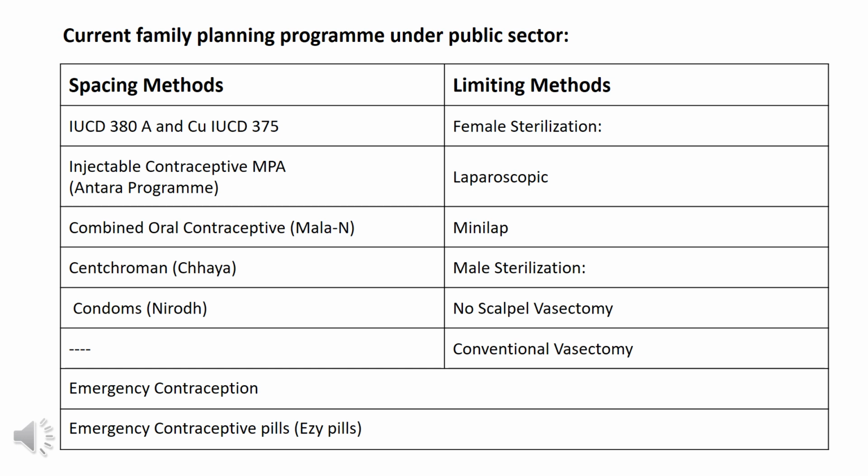First method is spacing method, which includes IUCD, that is intrauterine contraceptive device 380A, and CuIUCD, that is copper intrauterine contraceptive 375. Injectable contraceptive MPA comes under the Antara program. Combined oral contraceptive Mala-N, Saheli, Chhaya. Condoms, Nirodh. Second method is limiting method, which includes female sterilization, laparoscopic, minilap, male sterilization, no scalpel vasectomy, conventional vasectomy, and two emergency methods like emergency contraception and emergency contraceptive pills, EC pills.